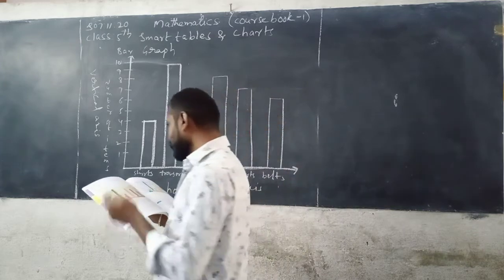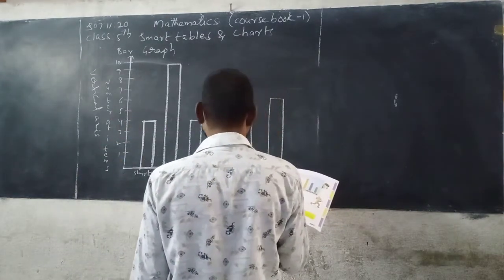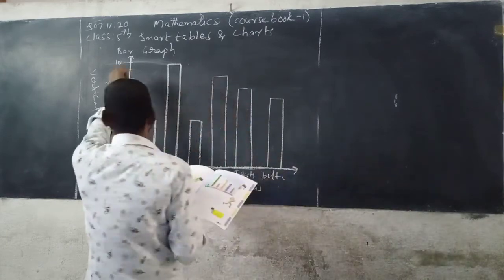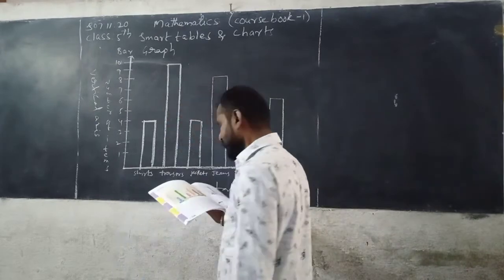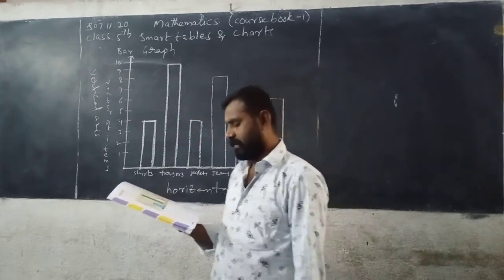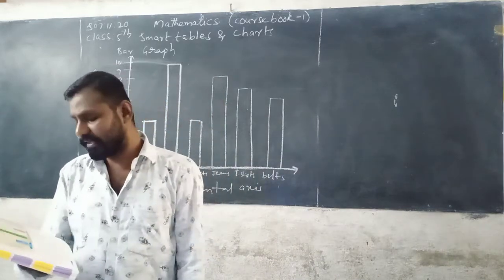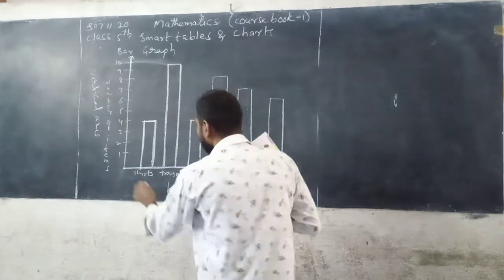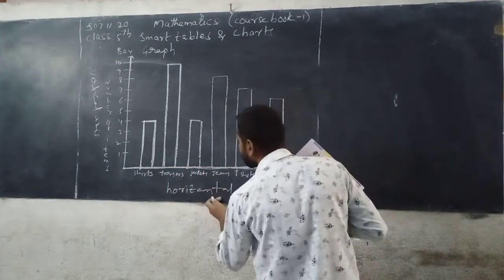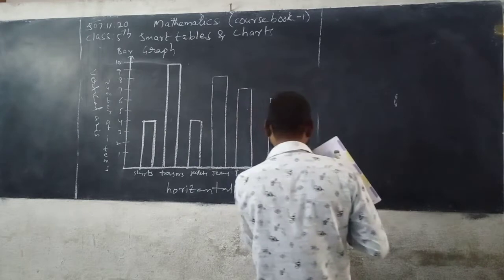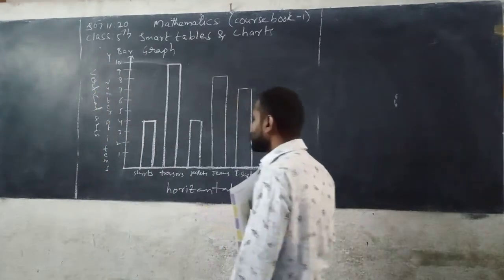The scale is used on one axis and the bars are drawn on another axis. In the bar graph given in the example, the bars are drawn on the horizontal axis. Where are the bars drawn? On the horizontal axis, which means this is the x axis and this is the y axis. Did you understand?